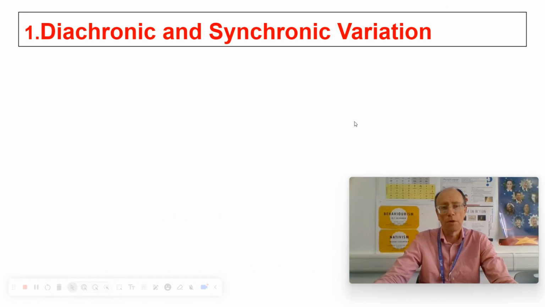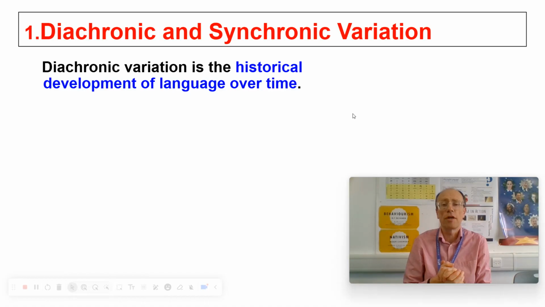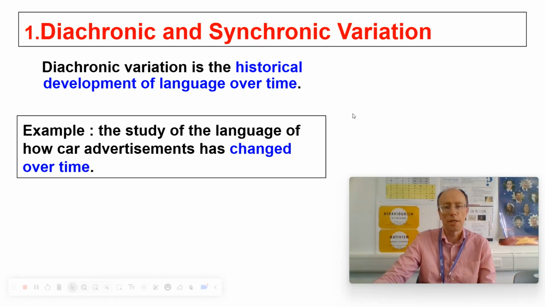And our first one is diachronic and synchronic variation. Now, diachronic variation just simply means language change. It's a posh word for it. It's the historical development of language over time. Chronos in Greek means time. Dia means 2, so it literally means the difference between 2 points in time.